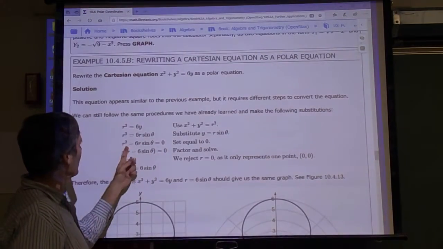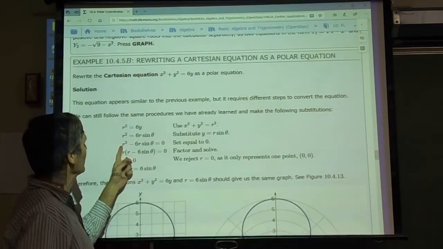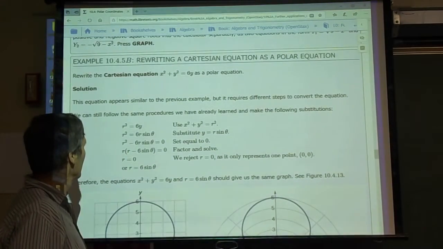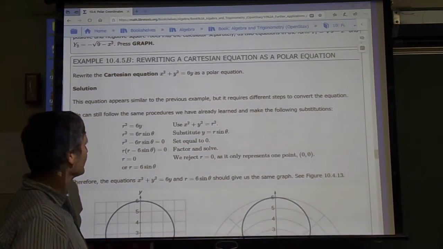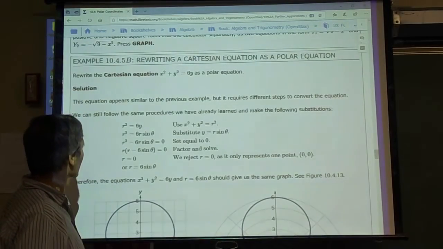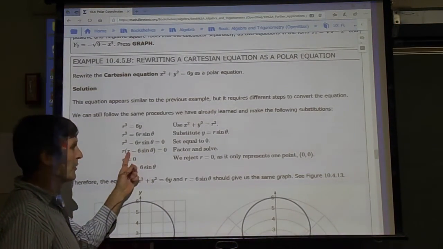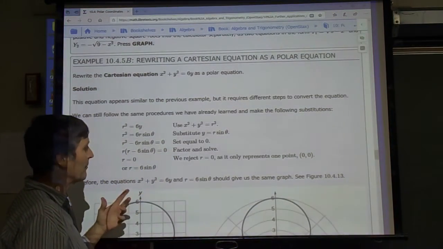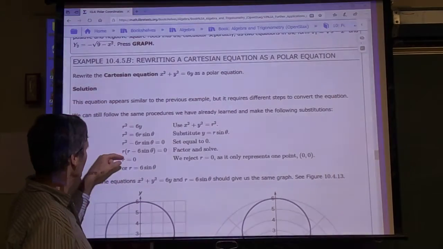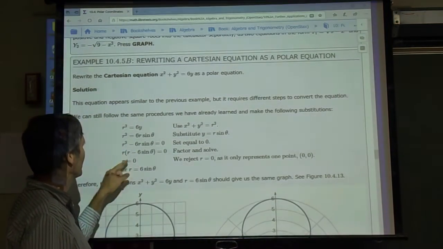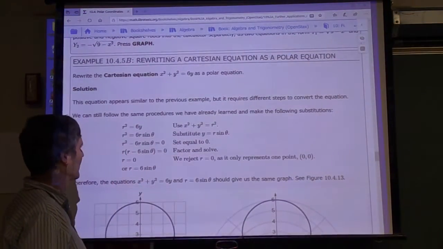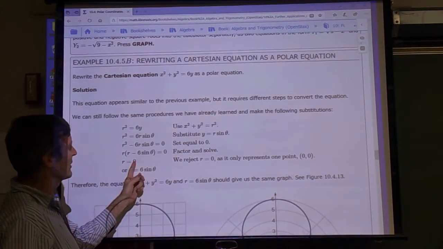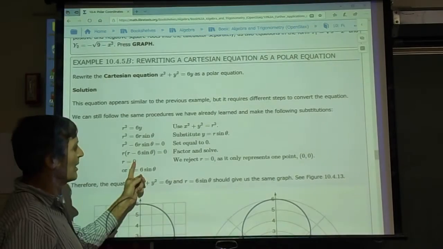By subtracting it over to one side. And we do that because we notice we can factor out an r. We've got r times all of this equals 0. And remember the zero product property: a product is equal to 0 if and only if at least one of the factors is equal to 0. So either r is 0 or r minus 6 sine theta is equal to 0 in order for their product to be 0. They say we reject r equals 0 as it only represents one point.